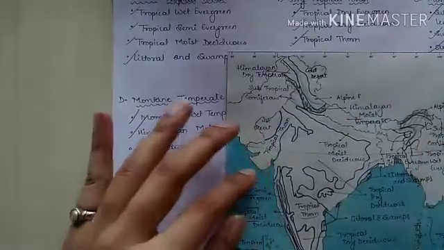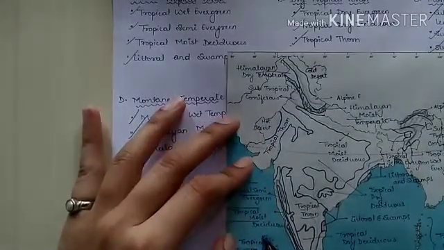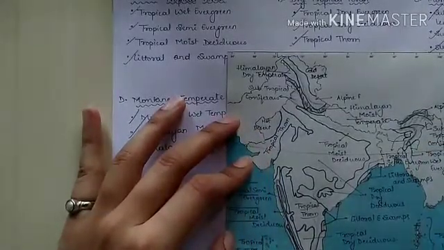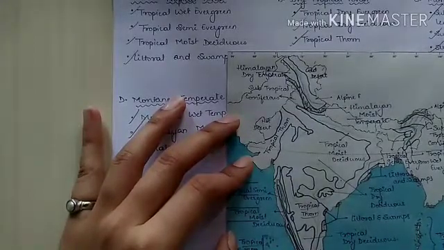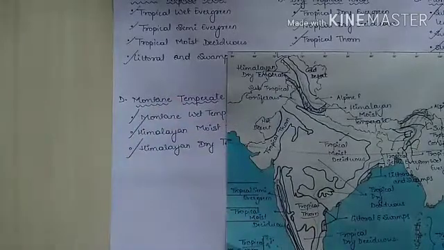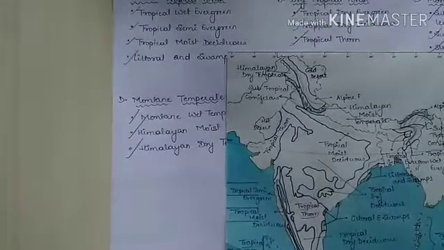Now if we take a look at our island groups, they are covered in tropical evergreen type of vegetation. So that was about vegetation cover and its classification.